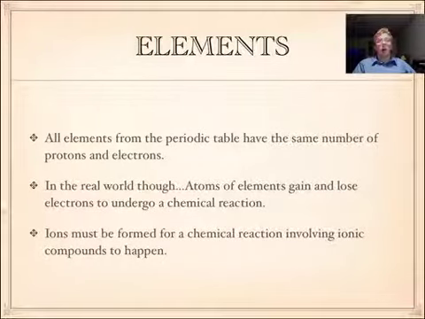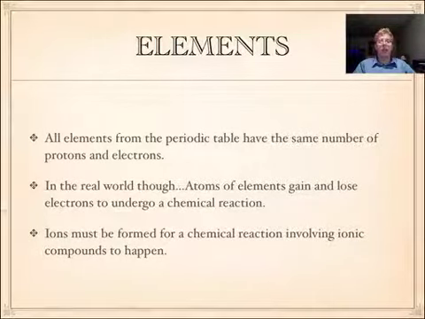Up until this point, when we've talked about elements from the periodic table, they've had the exact same number of protons and electrons. If you knew the atomic number, you knew how many protons and electrons there would be. But in the real world, atoms of elements gain and lose electrons to undergo a chemical reaction. And so ions must be formed for a chemical reaction involving ionic compounds to happen.